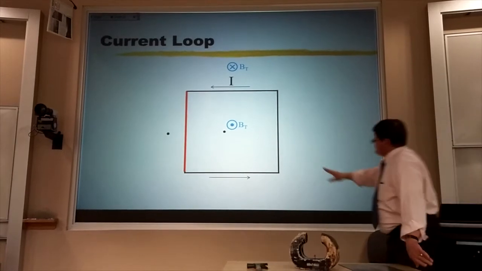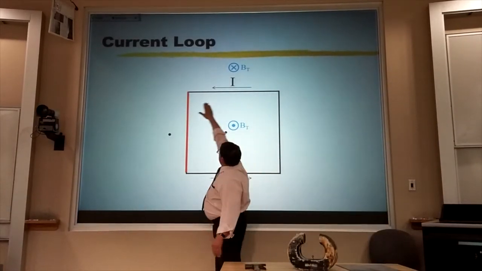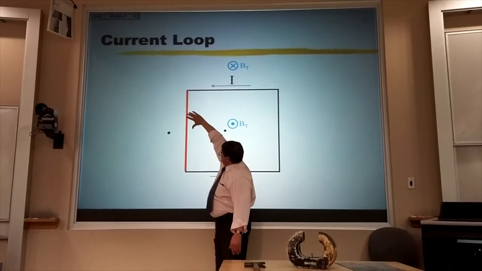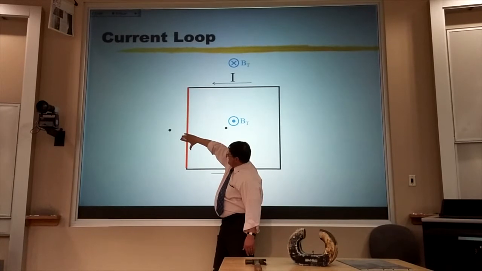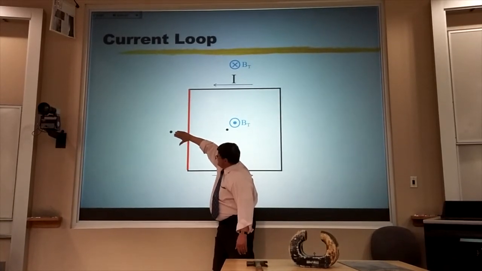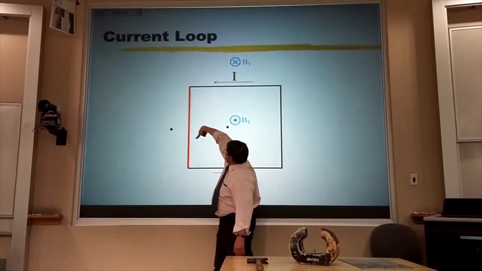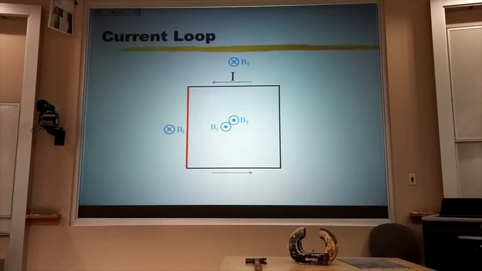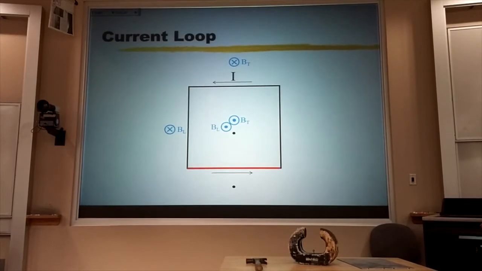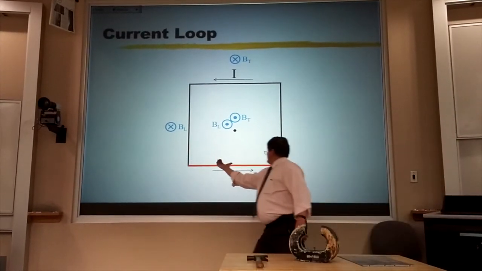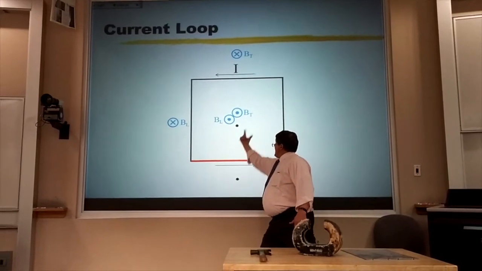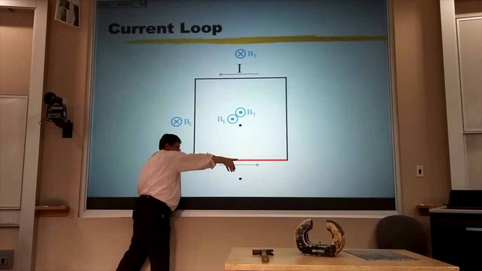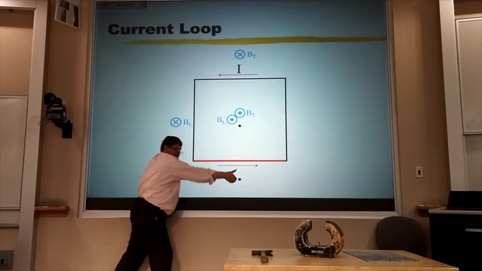Then I look at this piece here. If conventional current's going over there to the left, it's got to come down. And that means that my thumb has to point down, and that means that the B field is going to be into the board out there, out of the board in here. Okay? Then I look at this wire here. It's going to the right, so that's going to give me out of the board up there, and this is a little hard to do without breaking my wrist, into the board down there. Okay?